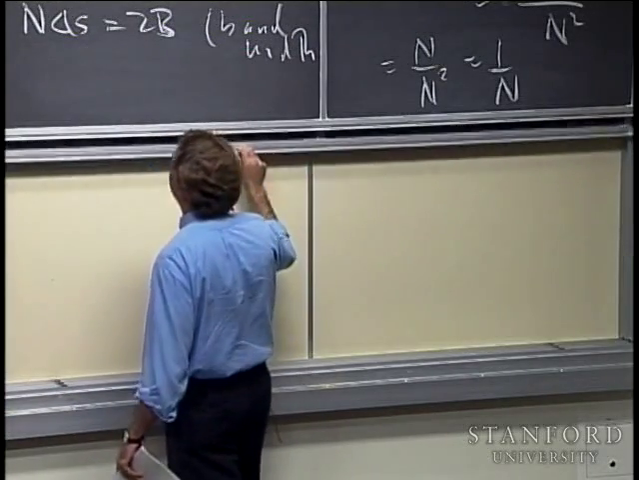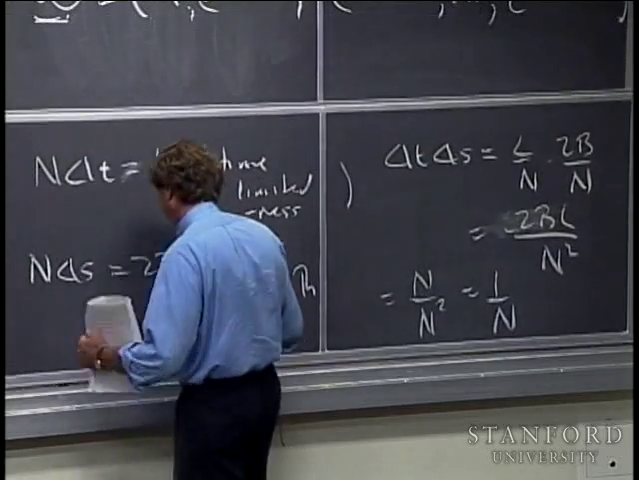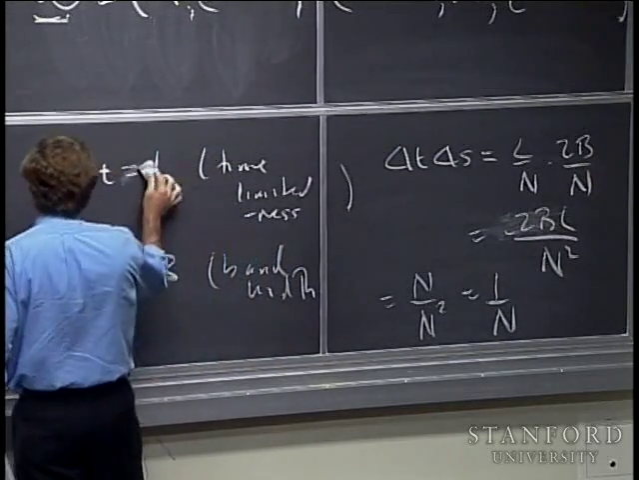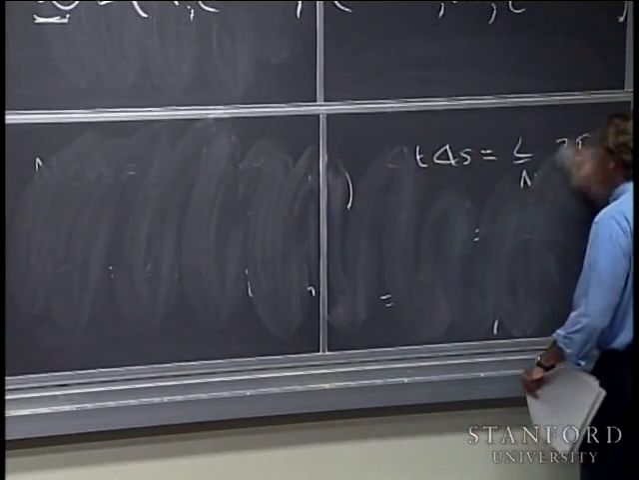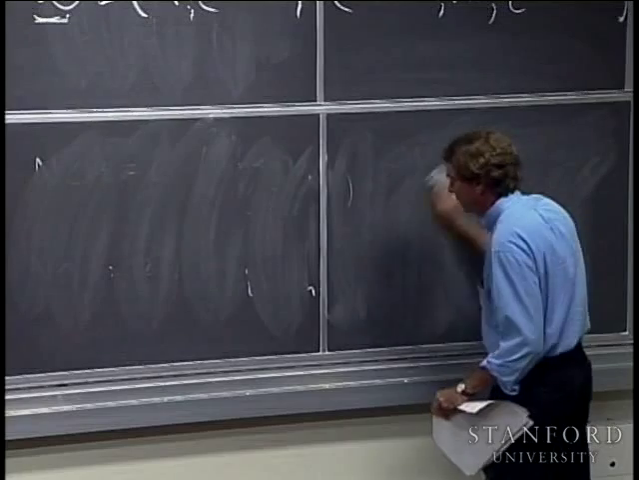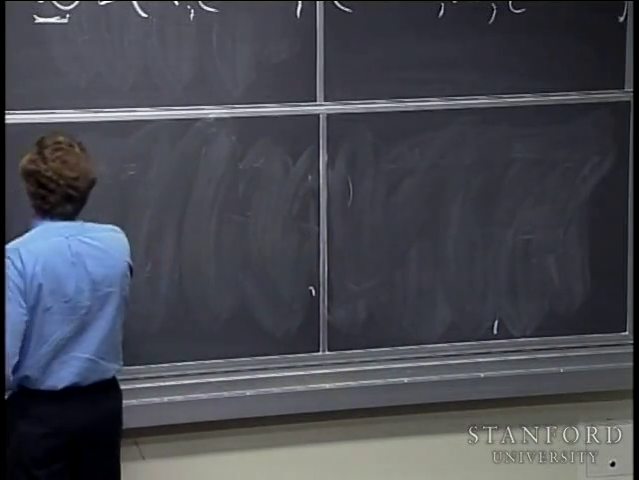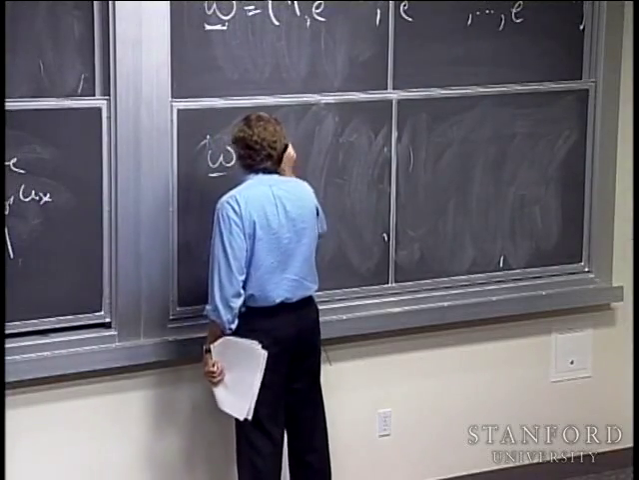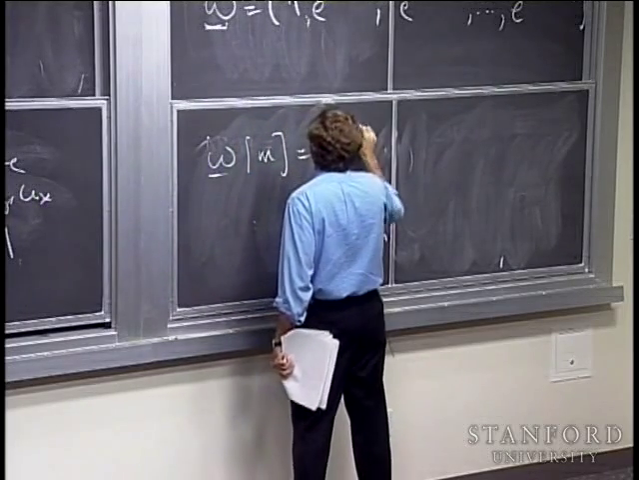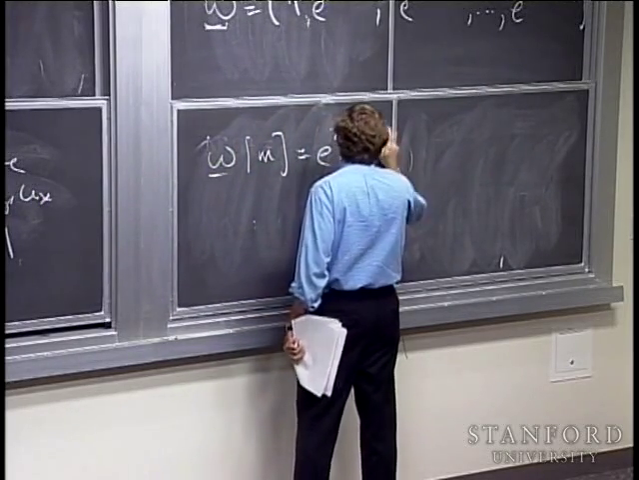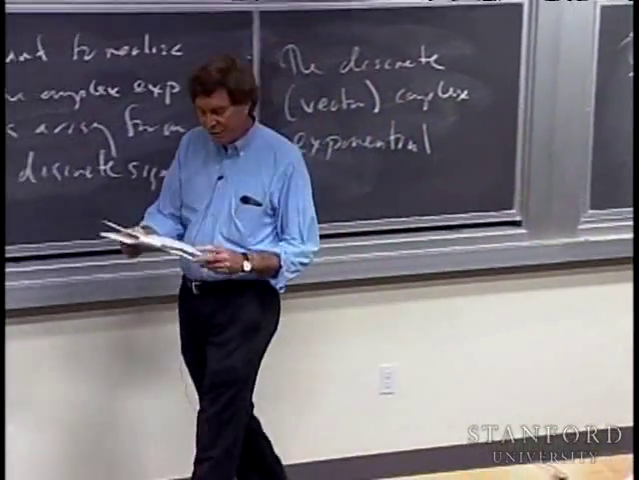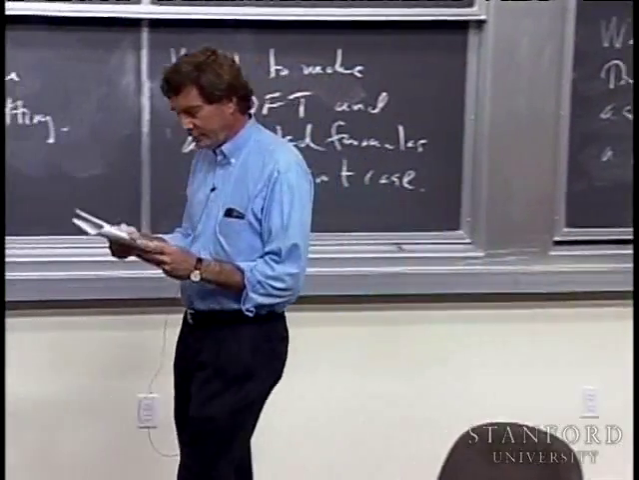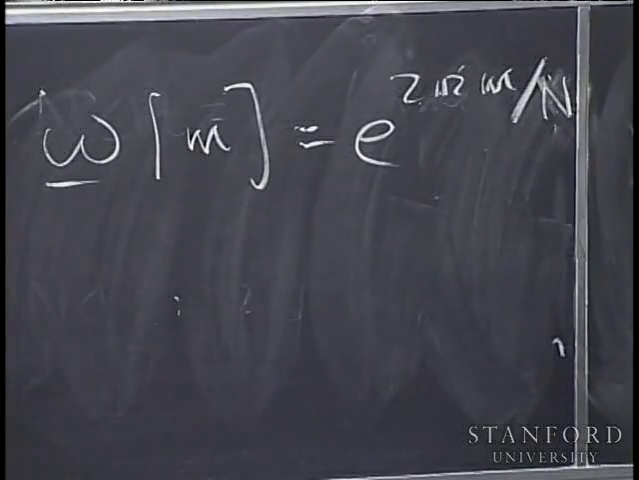So its mth component, so omega, the mth component of this is e to the 2 pi i m over N. Okay? Doesn't take a great leap in the imagination to do this. All right, now I want to define powers of this.